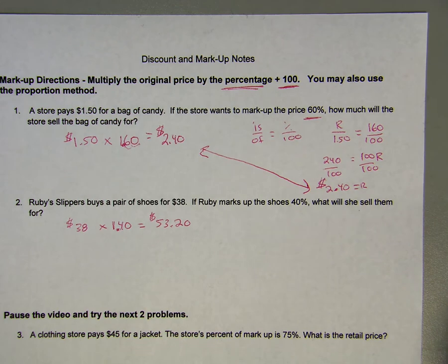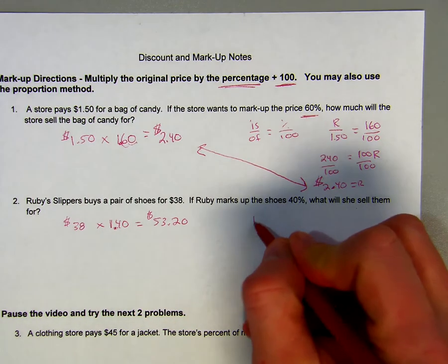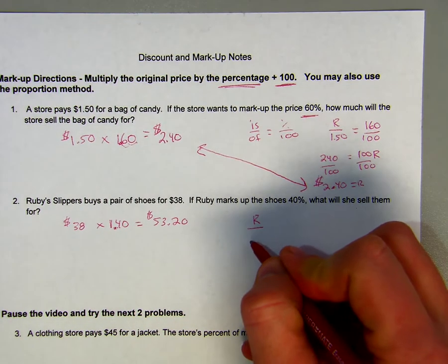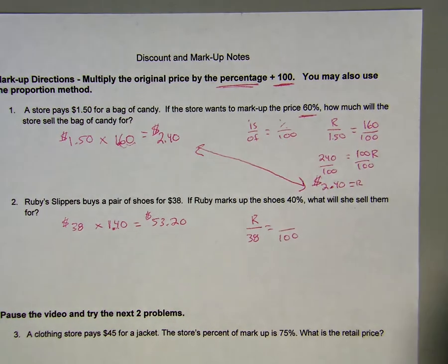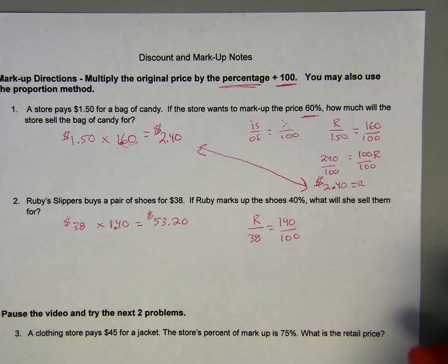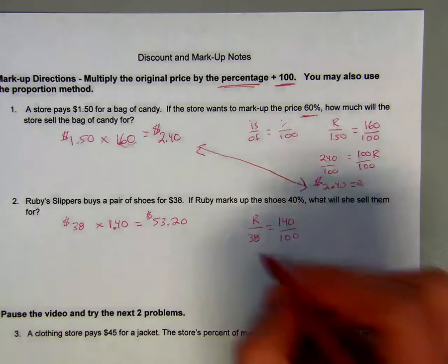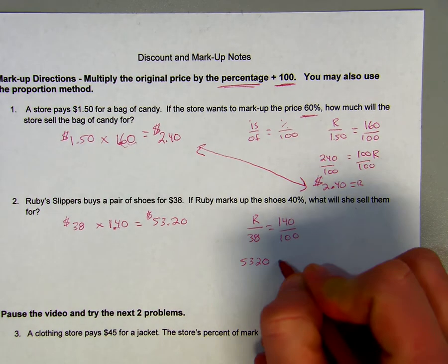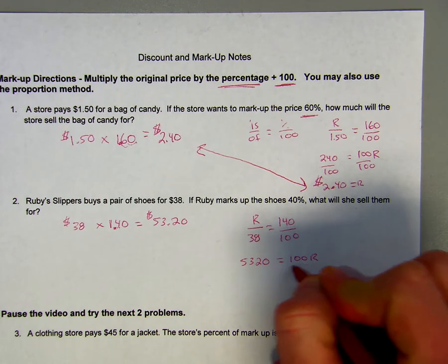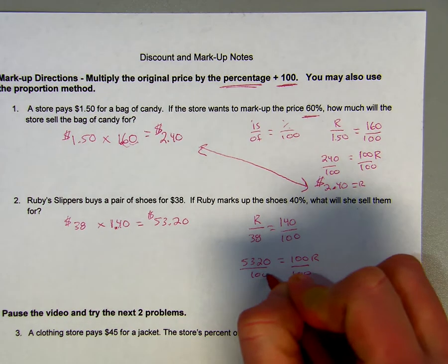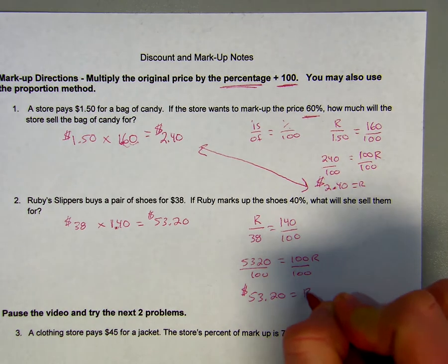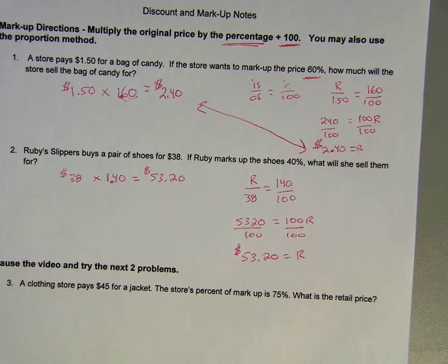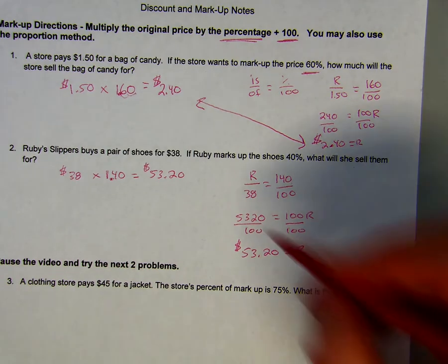I can then also do it using my proportion method. So I'm going to think of the retail price, and then my original price, which is my total price, would be 38. It's going to equal 100, but I'm going to do 140 over it because that would equal 140%. Go ahead and cross multiply. I get 5,320 is equal to 100R. Divide by 100, and again I get 53.2, so $53.20 would be my retail. Okay, so again I get the same answer.